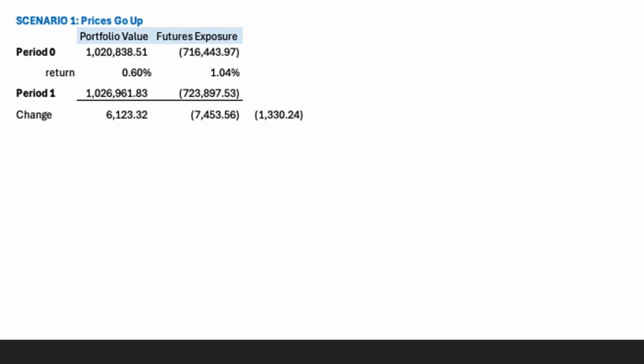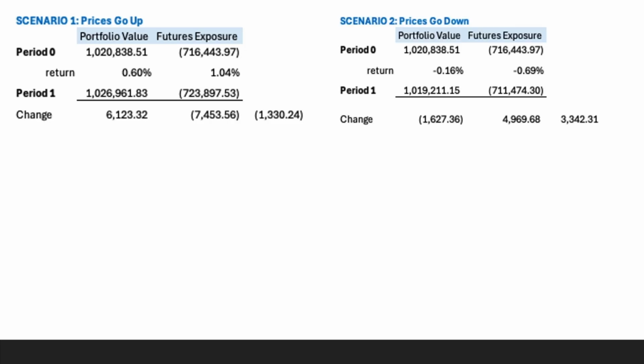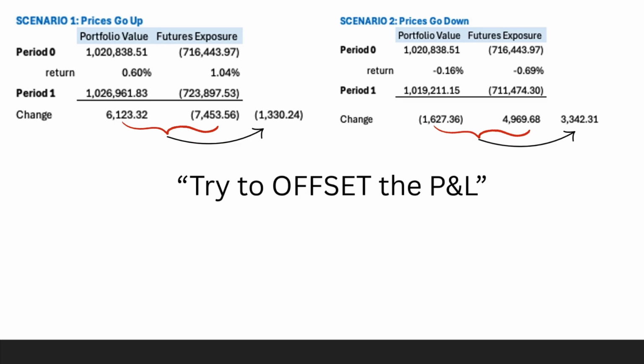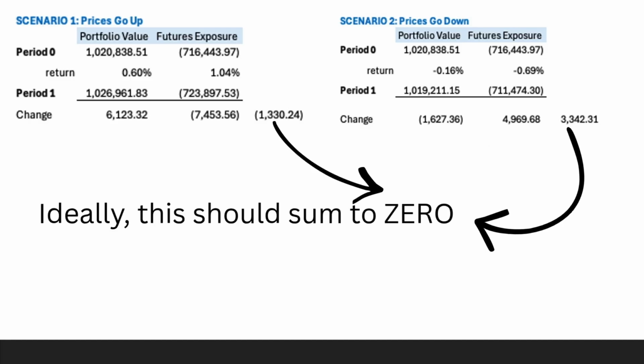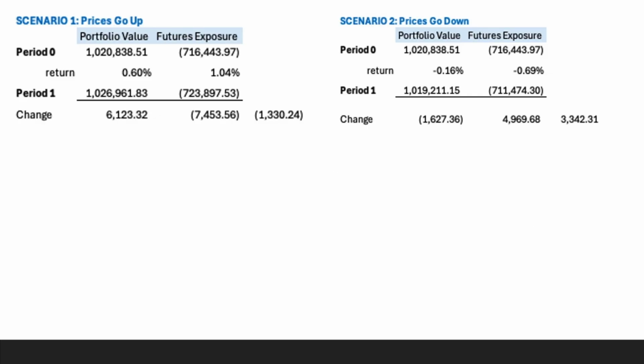Now, what happens if prices come down? This time, since prices went down, the stock portfolio value went down, but the futures value went up because of the short position. The key point here is that the P&L should offset each other, which is the point of the hedging exercise. In a perfect world, if the futures went down by 1%, then the stock portfolio should drop by 0.71% as expected via the regression.